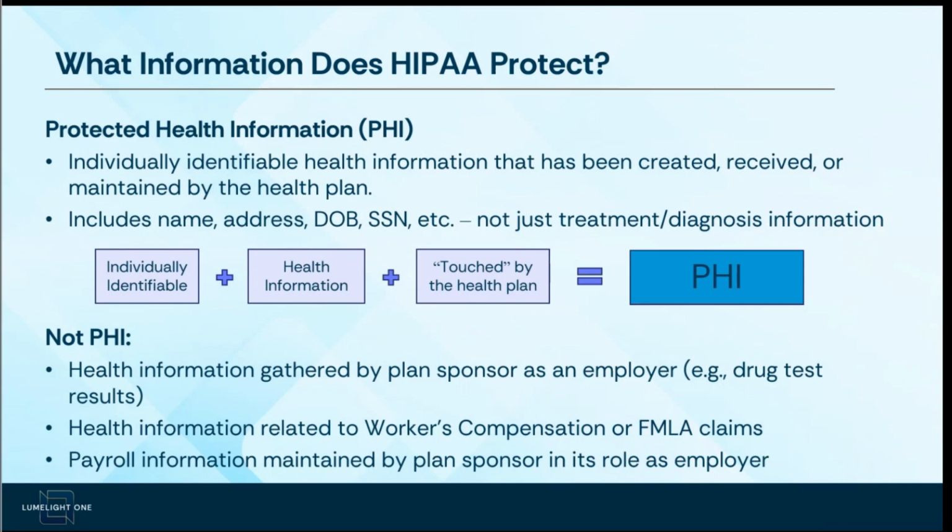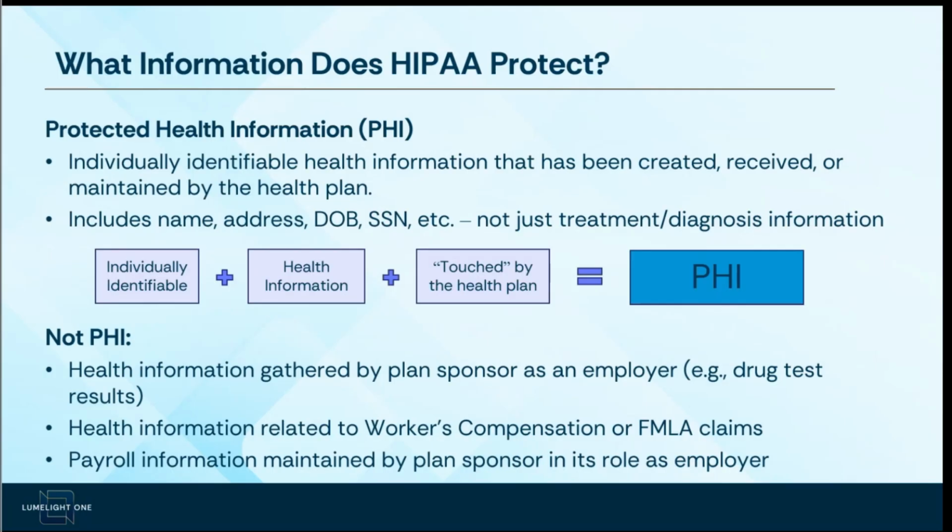Some examples of things that are not PHI would be payroll information or health information gathered from drug testing as part of the hiring process, or medical information related to an FMLA or workers' compensation claim. This is all information that generally would not come from the health plan, and so it is not PHI.